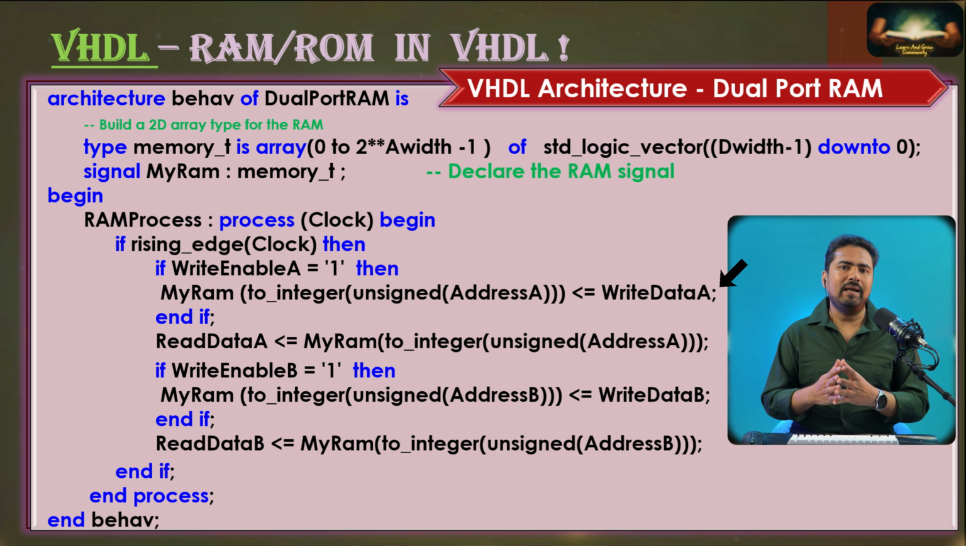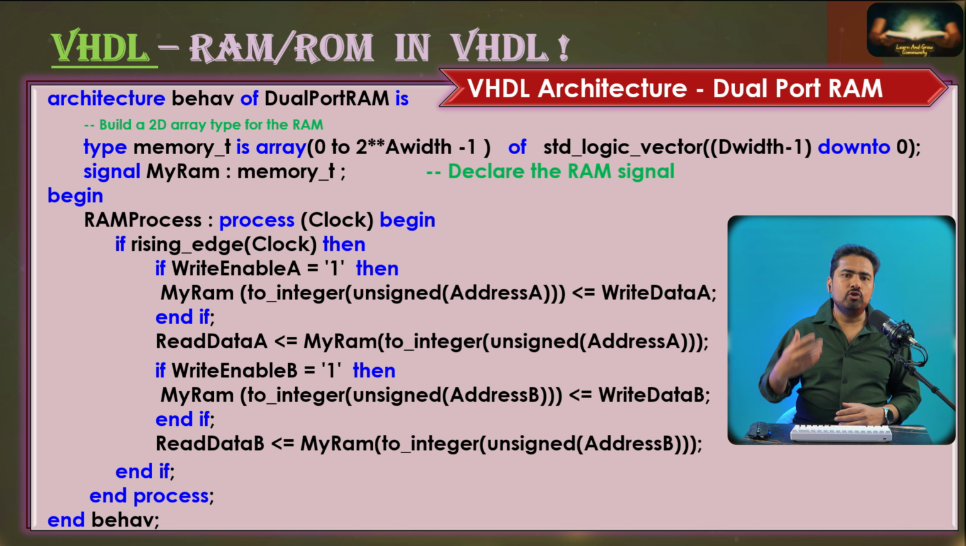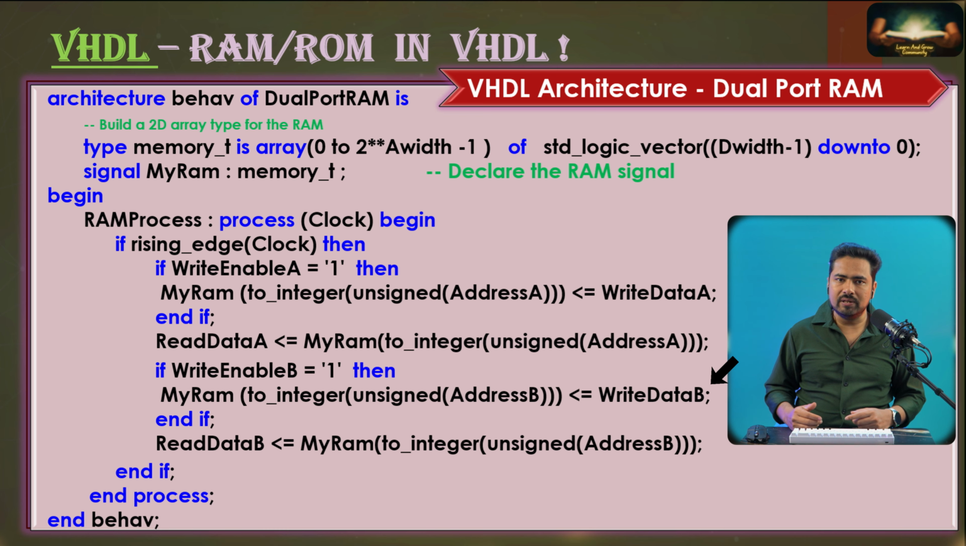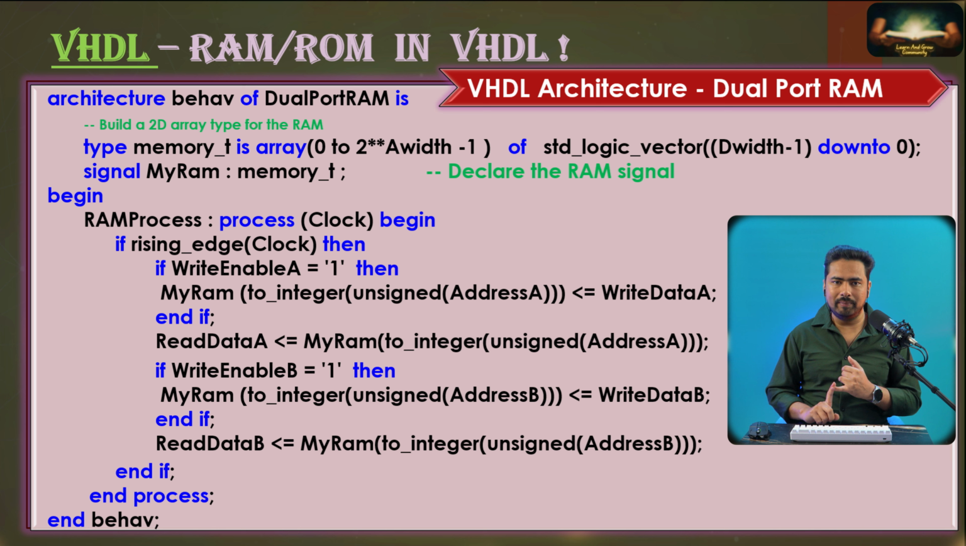This code is the same as a single port RAM again. The only difference is that now the port names are appended with the additional character A, like write enable A, address A, read data A, write data A. Next, we replicated these steps for port B as well. This is also identical to the port A block. The only difference is that now the ports are appended with the character B, like write enable B, address B, read data B, and write data B.